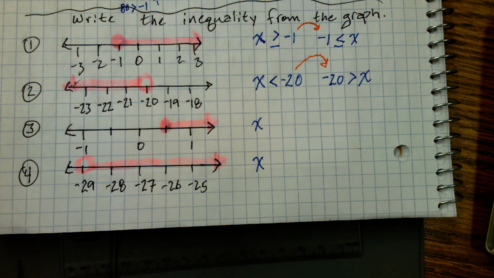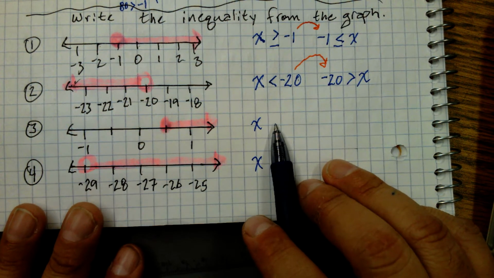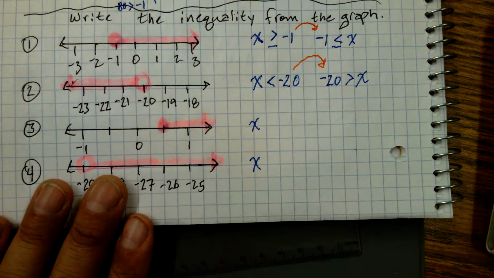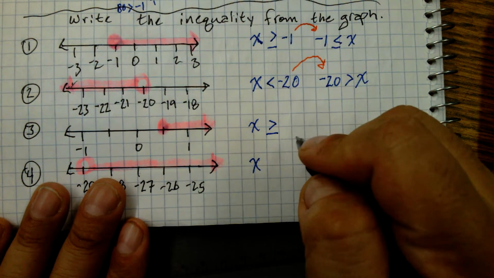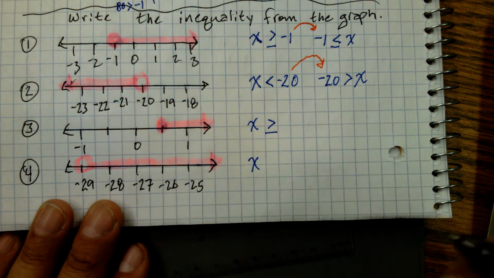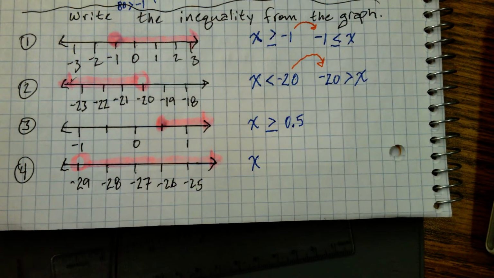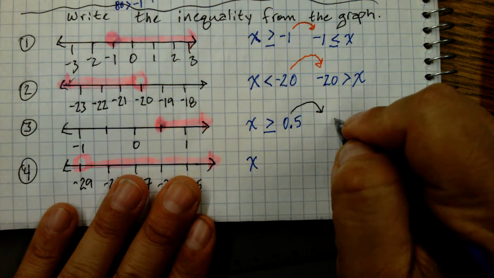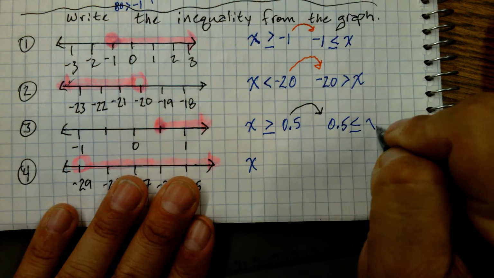Here. So please help me out. Do we have equal to bar underneath? Yes or no? Yes. Is it greater than or less than? Greater than. So it's greater than or equal to with a bar. What number is that? 0.5 or 1/2. Okay, now let's flip it over. If I flip it, this is 0.5 is less than or equal to X.